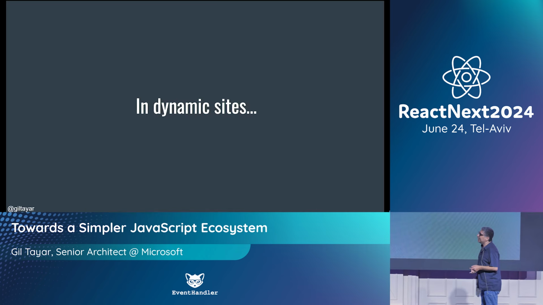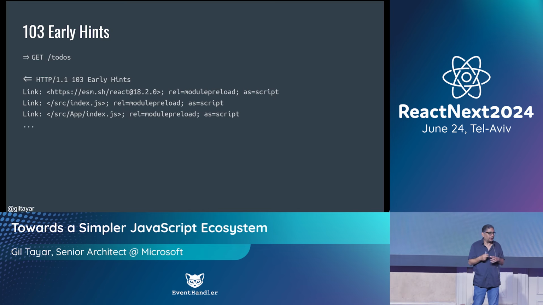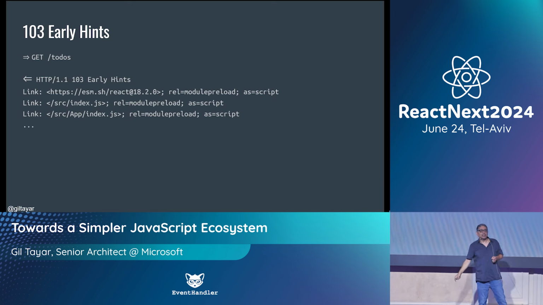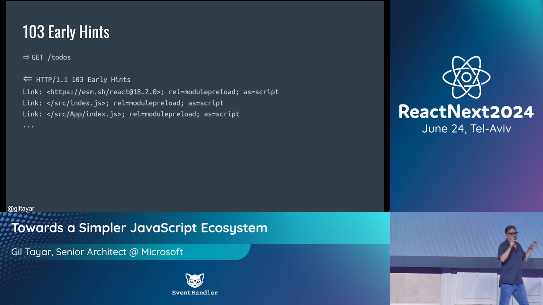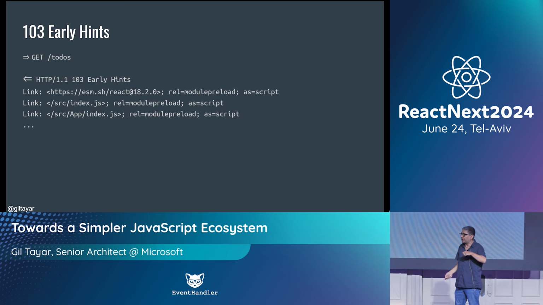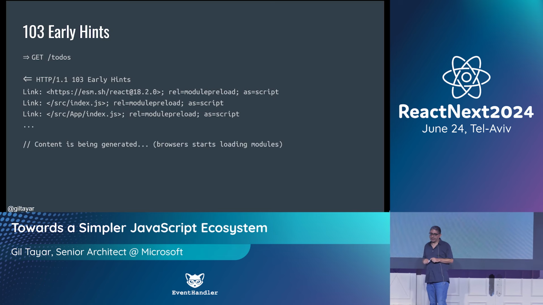100 status codes can be returned before the real content, before the 200 is returned. So it returns a 103 early hints with headers just like module preload. You just specify all the JavaScript files and CSS and whatever, but what is important for us is you specify all the modules, so now the browser can start loading and parsing the files even before getting the HTML.